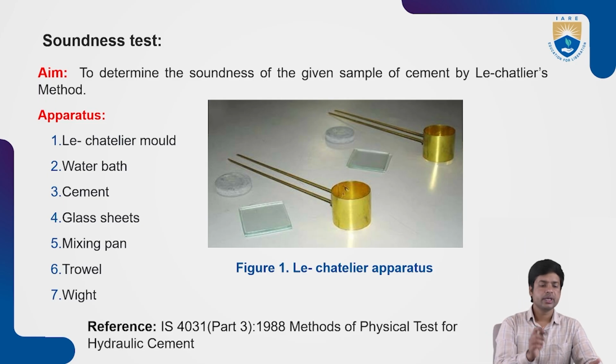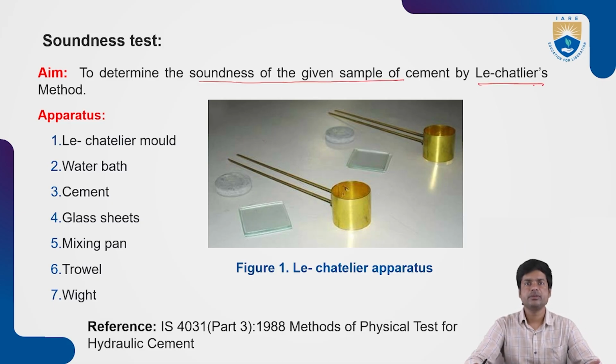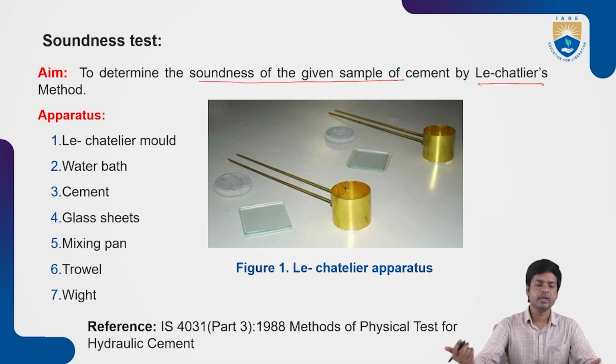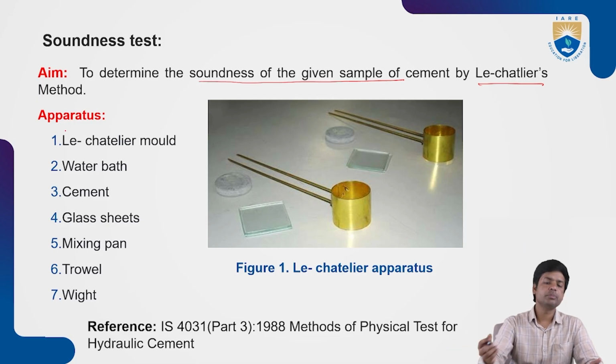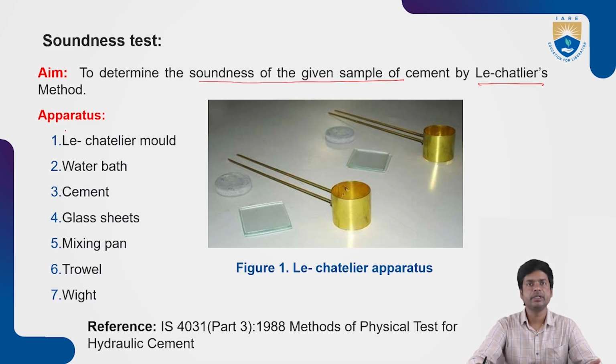Here the aim of this experiment is to determine the soundness of the given sample by using the Le Chatelier method. This test is specifically for excess amount of lime content. Whatever expansion we get in the cement is due to the excess amount of lime content, and that quality will be determined now.